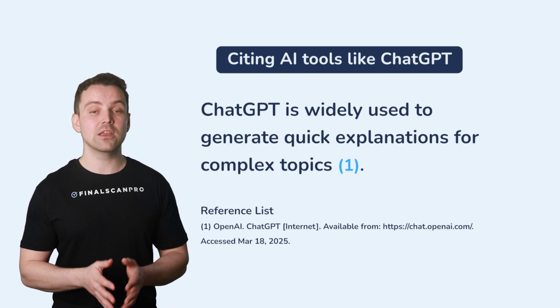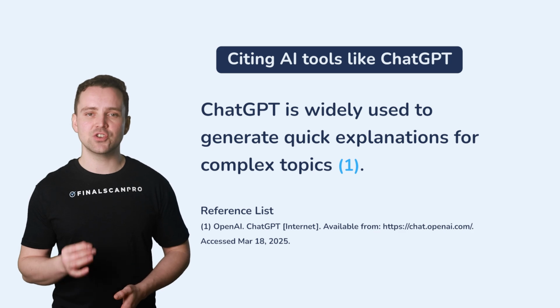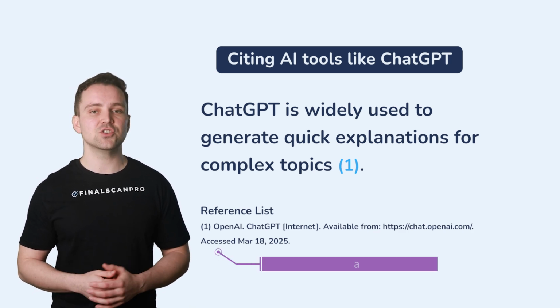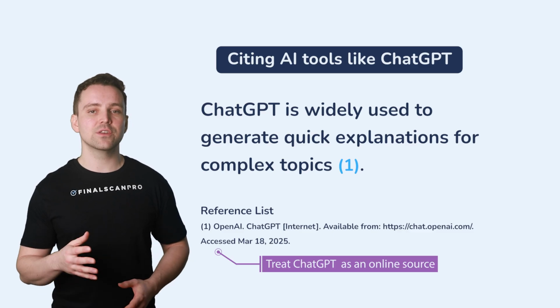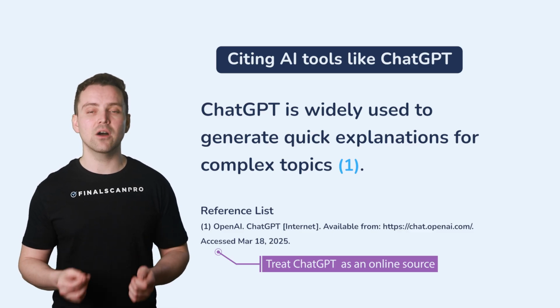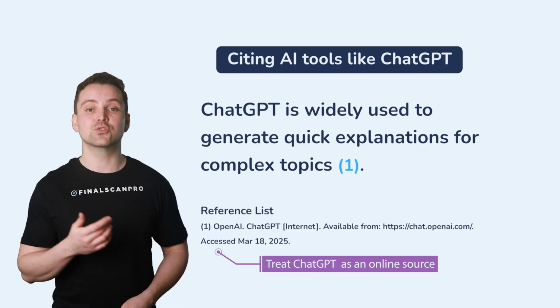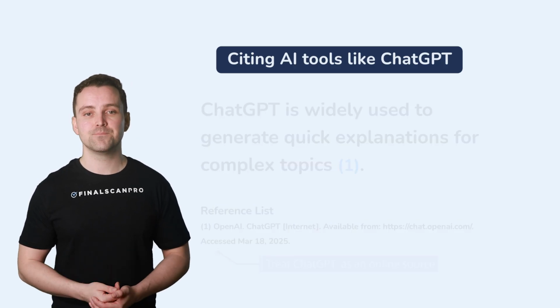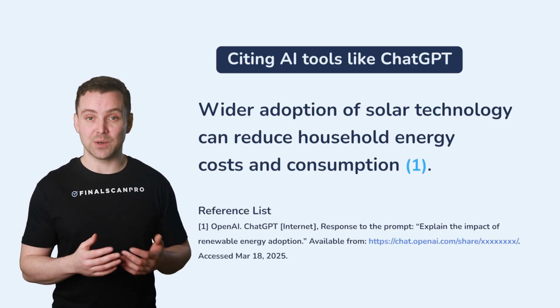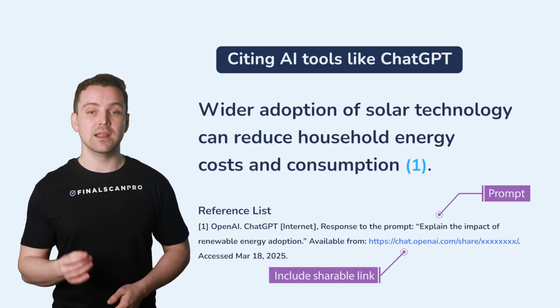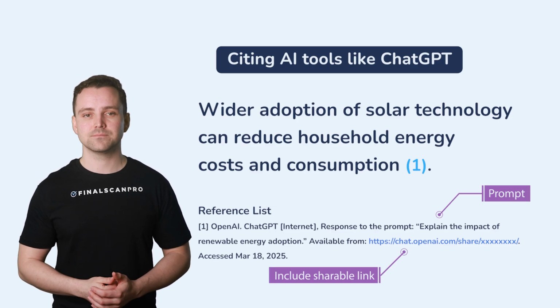When you're citing AI tools like ChatGPT, it's generally best to treat them like an online source. When including ChatGPT in the reference list, the organization behind the tool, OpenAI, is treated as the author, and ChatGPT website is treated as an online source. If you're referring to a specific prompt, describe the prompt clearly in the reference. If available, include a shareable link as well.